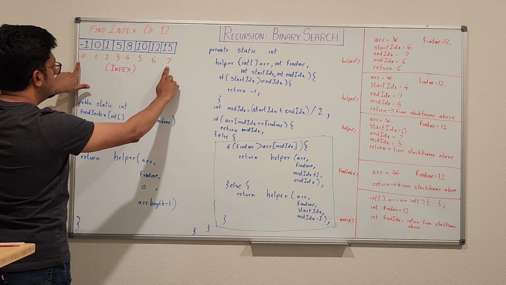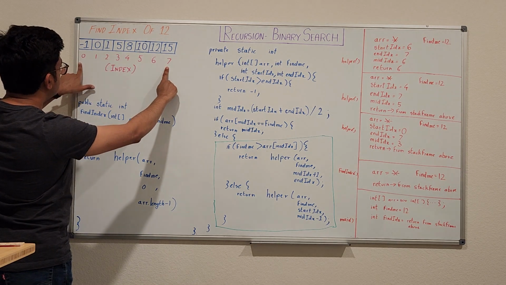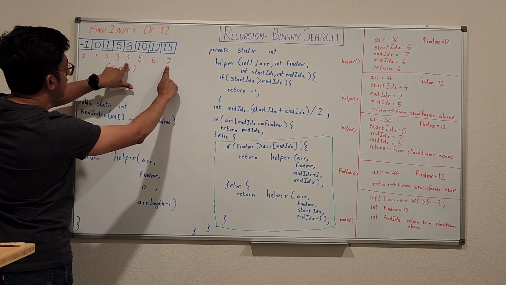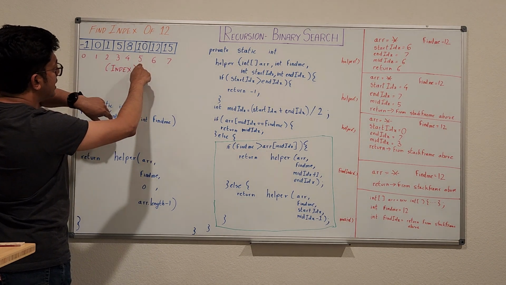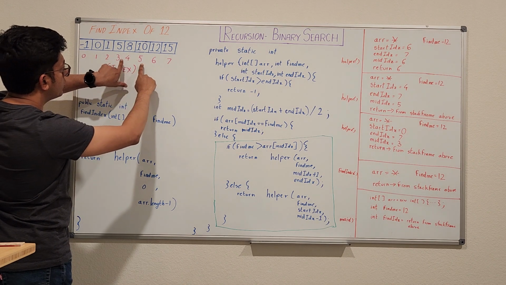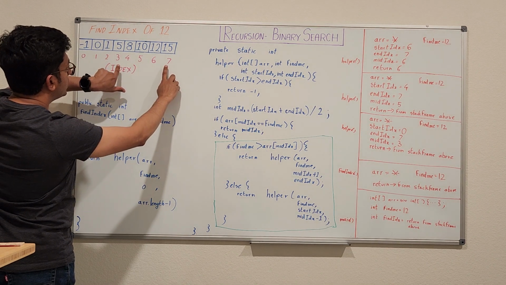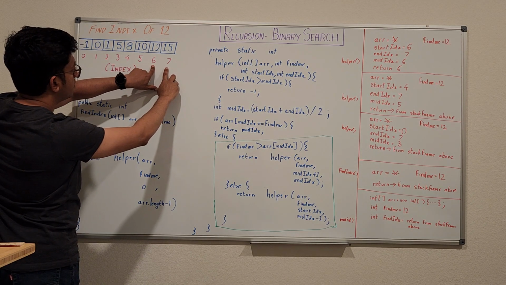Since initially my pointers were here, and I know it's on the right side, the beginning pointer will move here. Now again I do the same thing: pick the mid index, which is 5, and check whether it's the number I'm looking for. No, the number I'm looking for is bigger than this. So again, I'll move my beginning pointer to the right of the last index I checked, which is here.